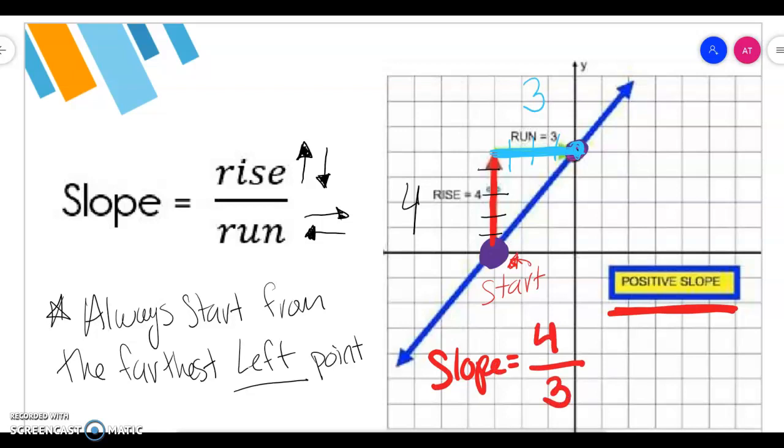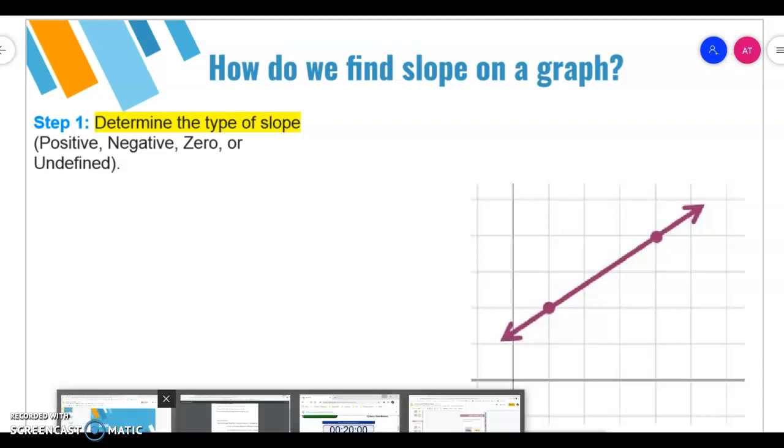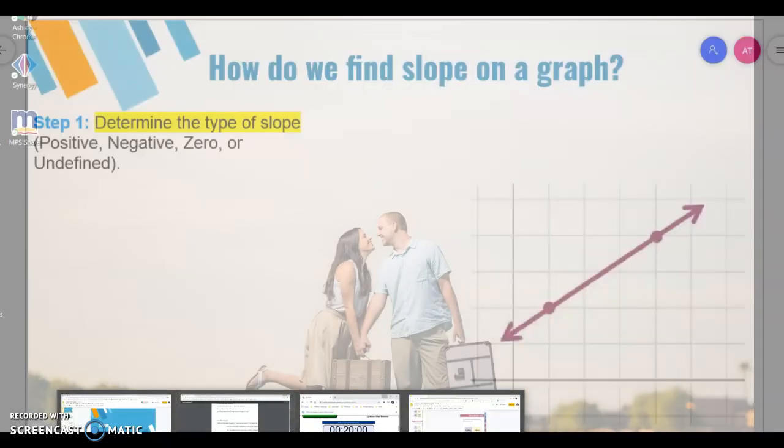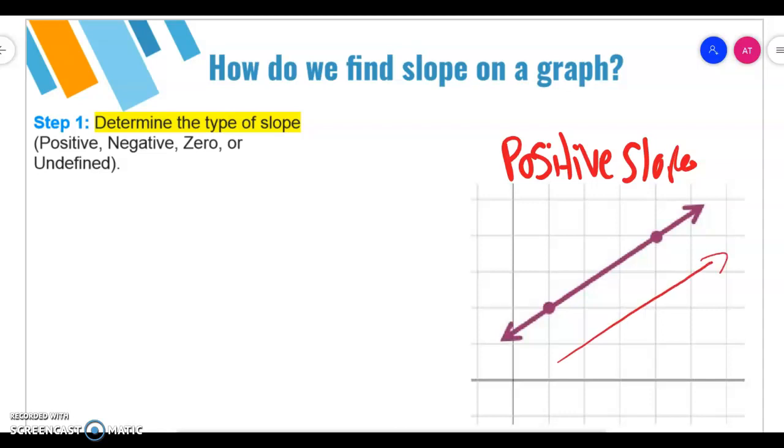So let's actually get into our examples and our steps to see what's going on. The first thing you need to do when we are looking at a graph to find the slope is determine what type of slope it is. Is it positive? Is it negative? Is it 0? Is it undefined? Before we even start solving for slope, we need to know what it is. So looking at our graph over here, this is obviously a positive slope. The reason why is because it's increasing from left to right.